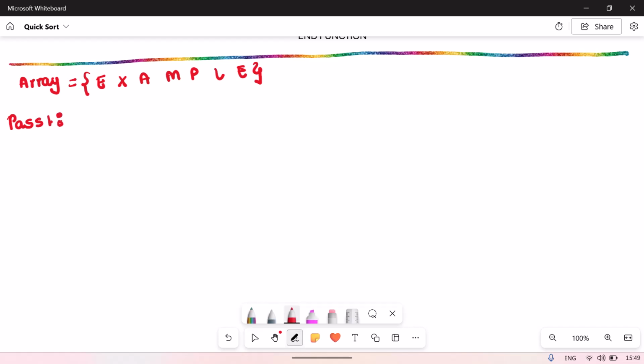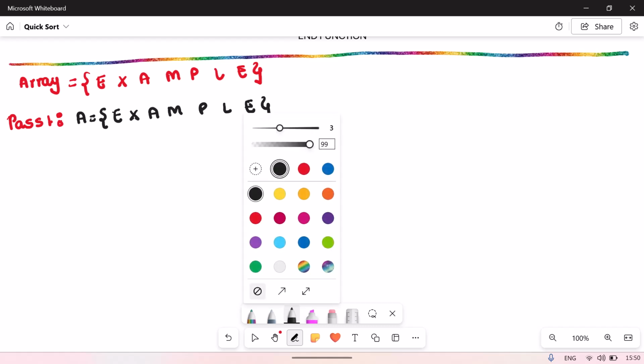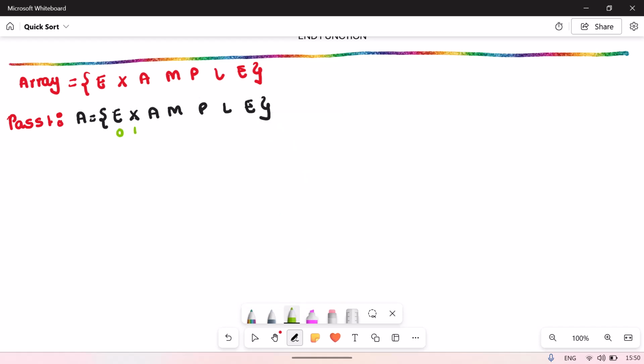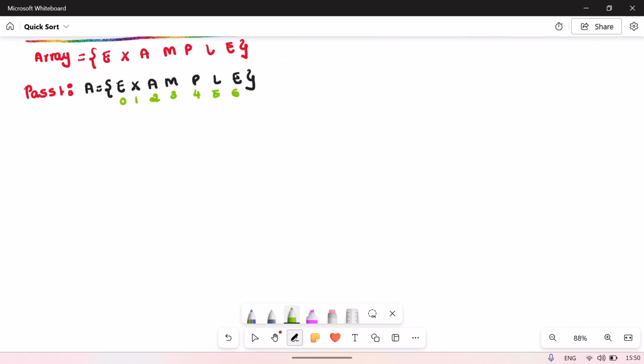Pass 1. Let me write all the array elements. Initial array elements are E, X, A, M, P, L, E. I will write their indexes also. So this is 0, 1, 2, 3, 4, 5, and 6. Now let us identify the low and high. Low is 0. High is 6, the last index.